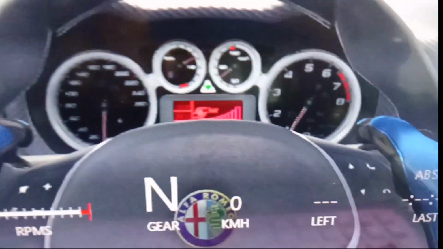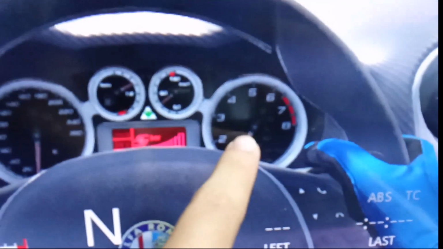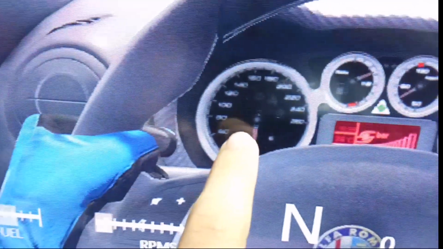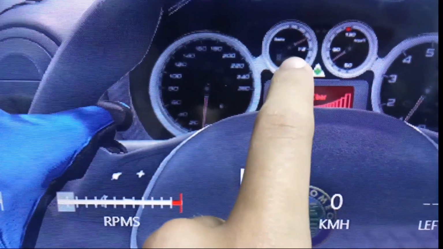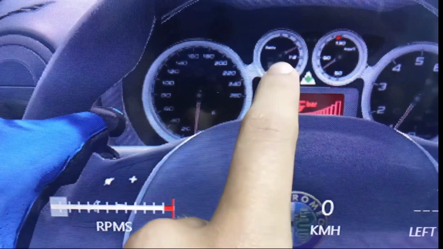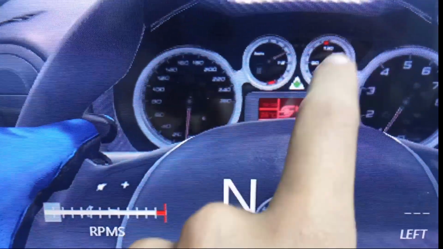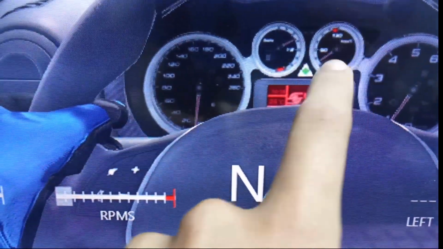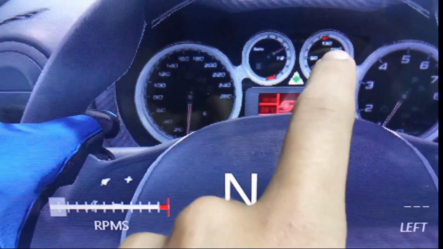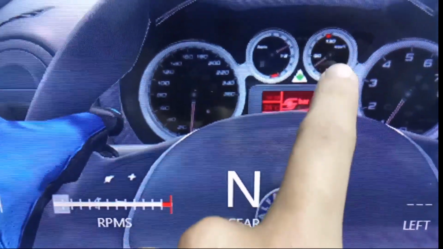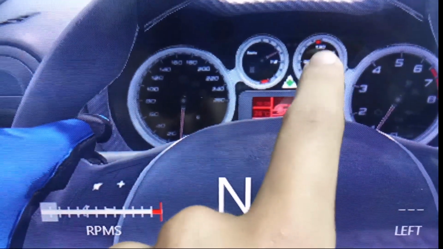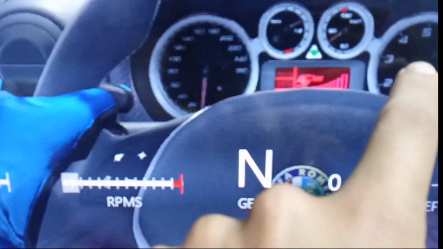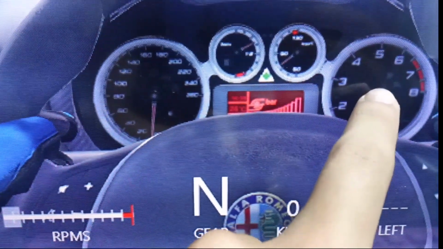Now, as you can see, this is here the indicator of revolutions, and here the indicator of speed. Here is the indicator of fuel in the tank, and here is the indicator, if I'm not wrong, of tire pressure. But I don't know. I really don't know. I'm so sorry if I'm saying this wrong, but I'm sure this is fuel, this is speed, and this is revolutions of the engine.